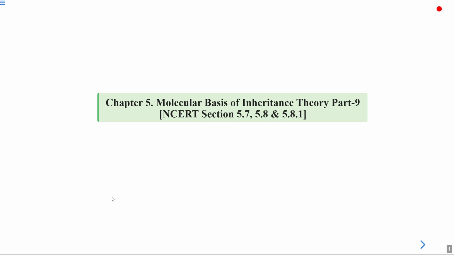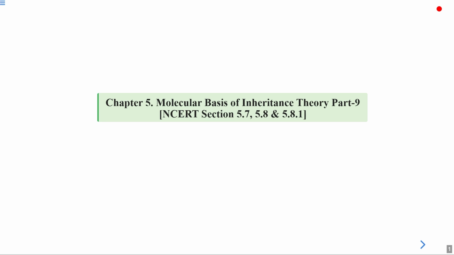Hello everyone. Today we are going to continue the chapter number 5, that is molecular basis of inheritance. This is theory part 9. In this section we are going to cover the NCERT section 5.7, 5.8 and 5.8.1.